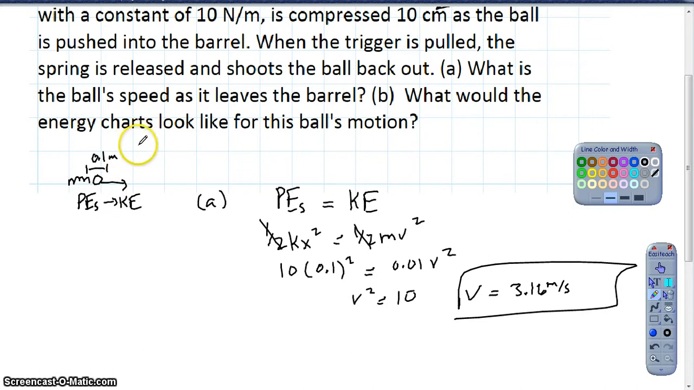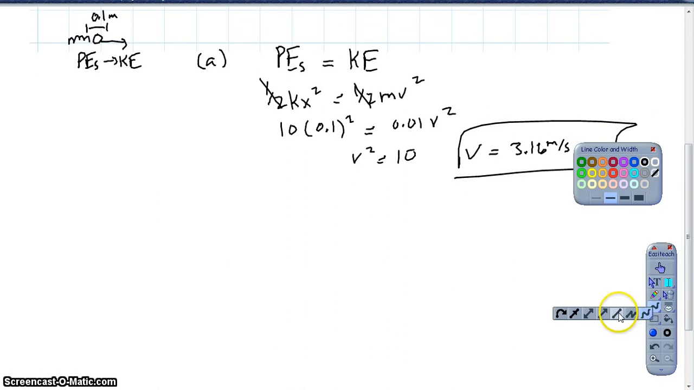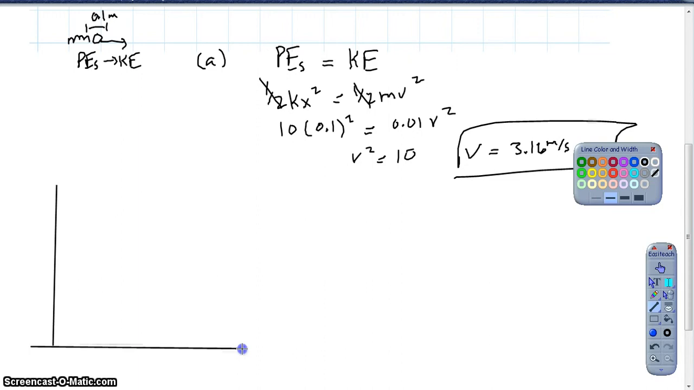Part B, what would the energy charts look like for this ball's motion? So let's just make a couple of those. I know that's a very open-ended question, but once again, I do want you to be comfortable making these energy charts as you need to. So initially, the initial energy chart here, when it's compressed all the way, all of my energy would be elastic or spring potential, right? My kinetic energy would be 0. So I don't have any kinetic energy, but I do have spring potential energy.